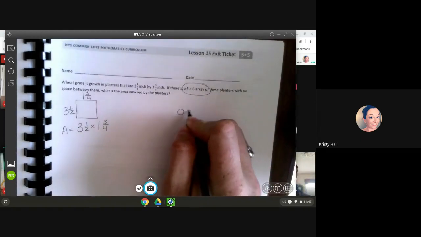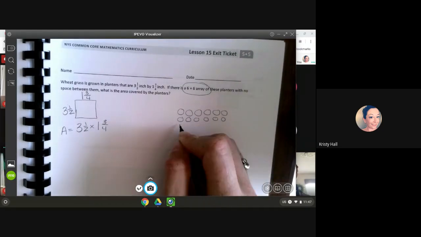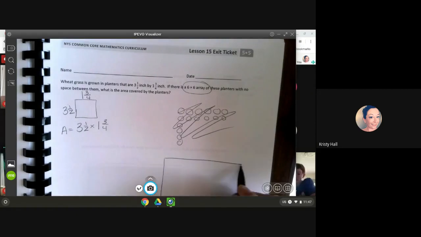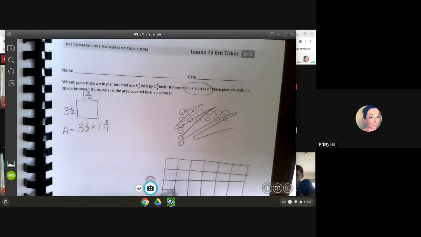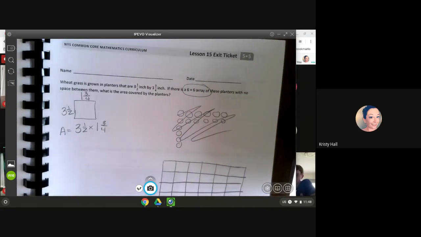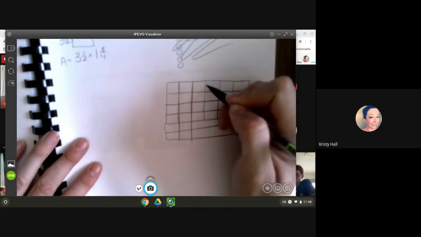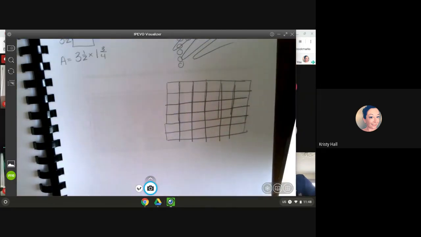So it would be 1, 2, 3, 4, 5, 6. 1, 2, 3, 4, 5, 6. Except, oh, I shouldn't be drawing circles, right? Because we're using planters. So it's really 1, 2, 3, 4, 5, 6. 1, 2, 3, 4, 6. Okay, so sorry. This is basically what we have. We have 6 rows of 6 planters, 6 rows of 6.